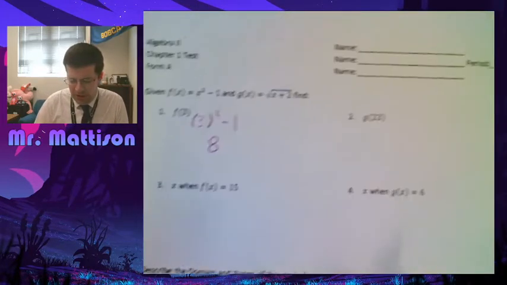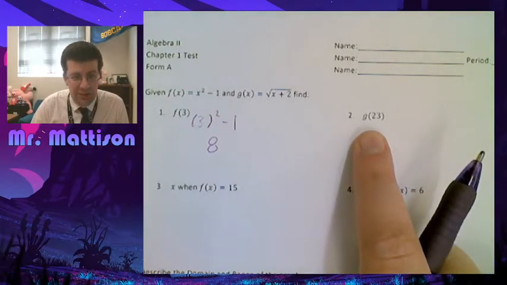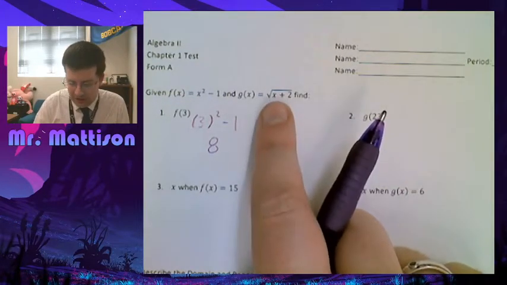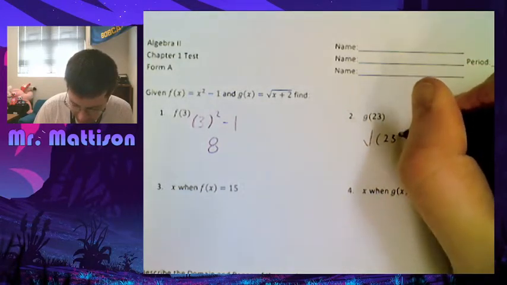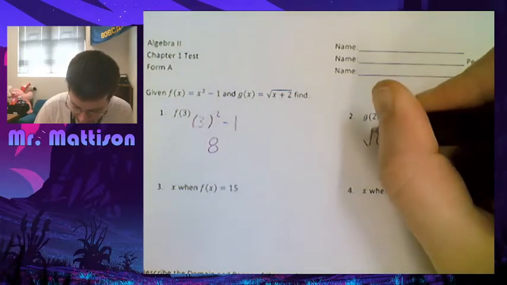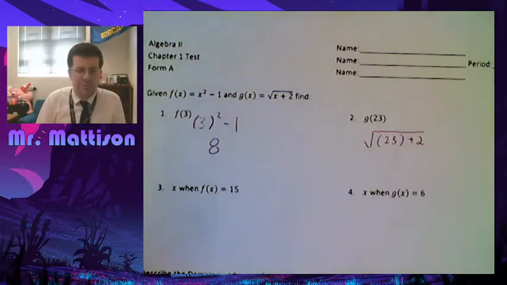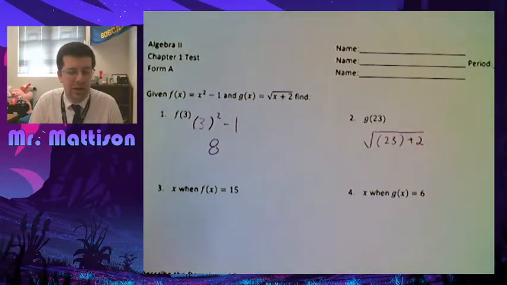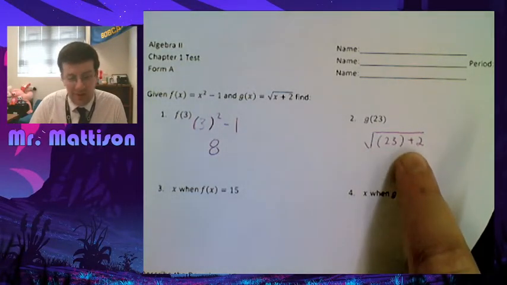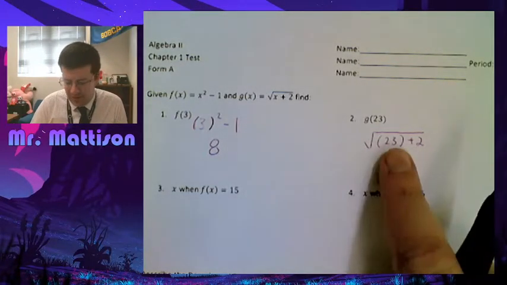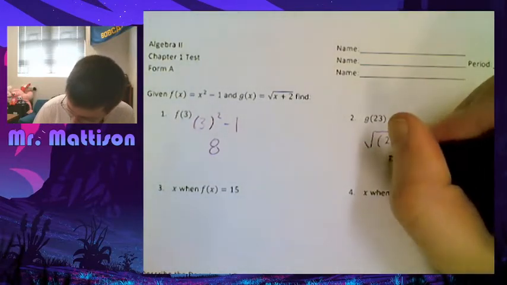If I go over to g, I'm trying to find the g of 23, so I'm going to plug 23 into my g function. So that'll be the square root of 23 plus 2. Again, here the parentheses don't really help or hurt, but again, just a good habit to be in. So 23 plus 2 is going to be 25. Square root of 25 is going to give me just a regular old 5.